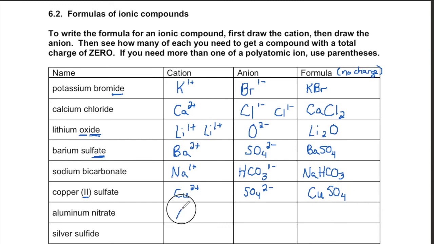Aluminum has a +3 charge. Nitrate is NO3 with a -1 charge. So we're going to need 3 of these to balance out aluminum's +3 charge. So we're going to put that in parentheses and then put that there's 3 of those. You need those parentheses because if you don't have them, it's going to look like there's 1 nitrogen and 33 oxygens, and that's not what we have here. We have 3 of the nitrate group, 3 nitrogens and 9 oxygens.